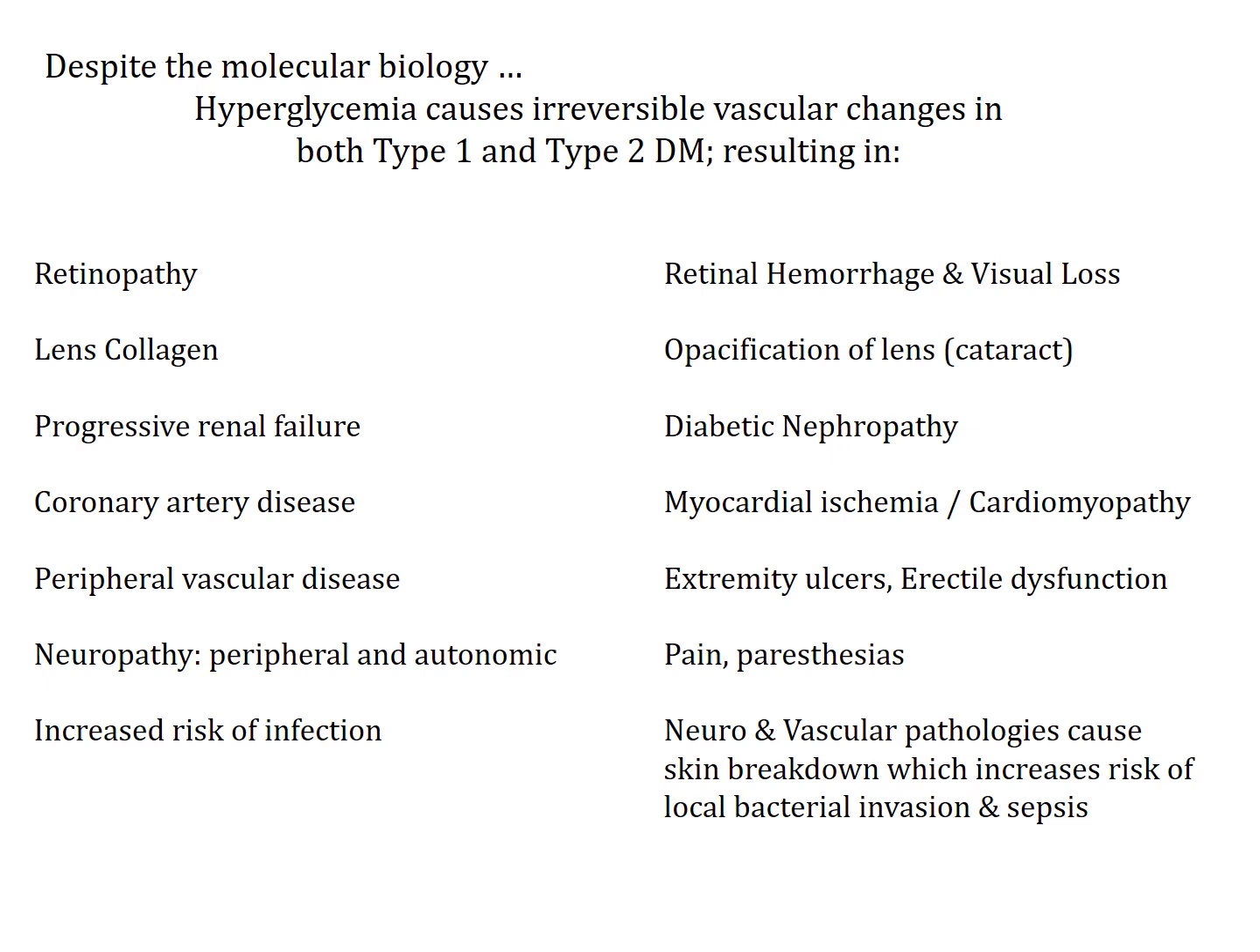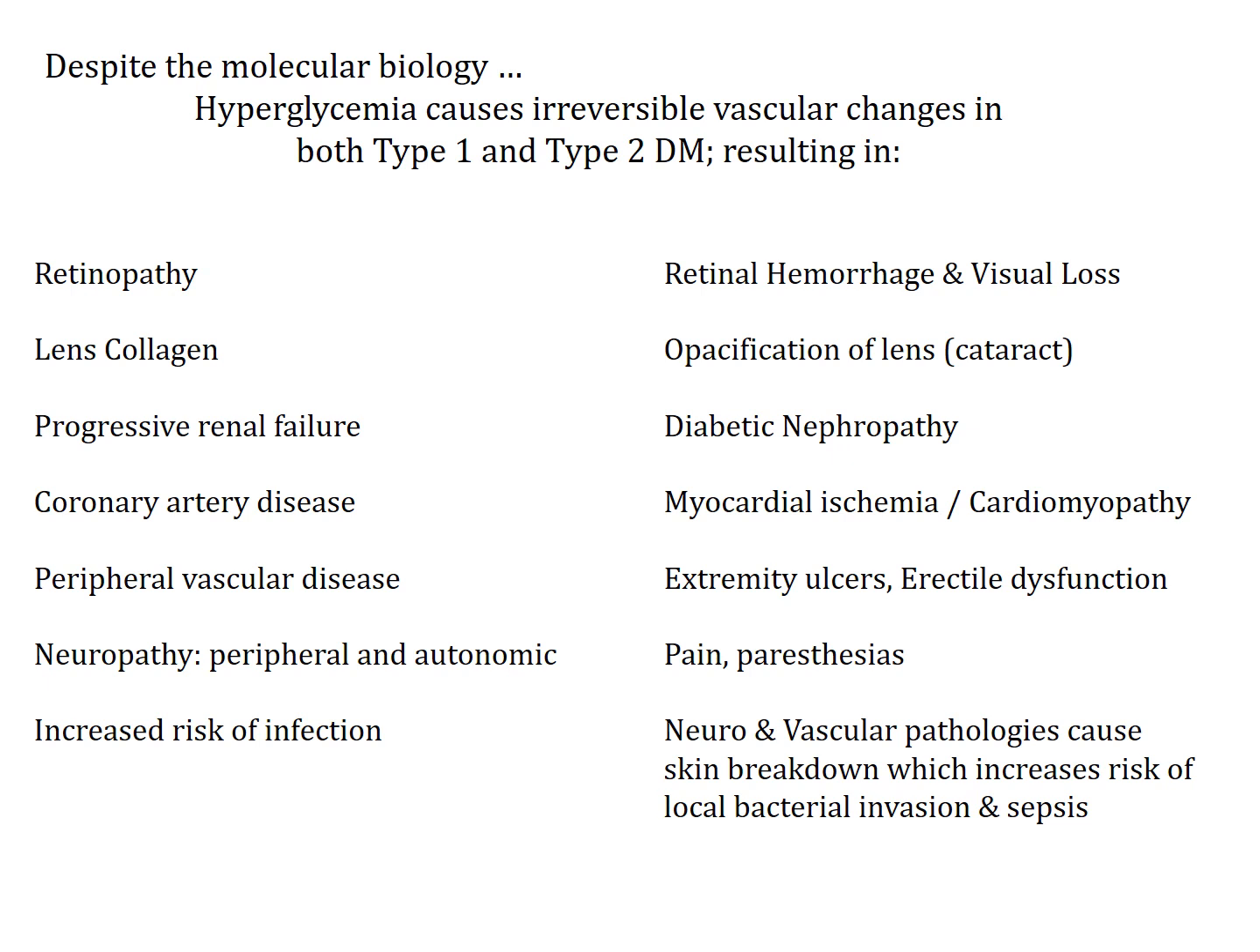Now, remember, whether it's type 1 or type 2, hyperglycemia can lead to irreversible vascular damage, and that vascular damage is what leads to damage of the retina, damage of the lens of the eye, damage of the kidneys, coronary artery disease, peripheral vascular disease, neuropathy, which includes both peripheral nerves and autonomic nerves, and an increased risk of infection.